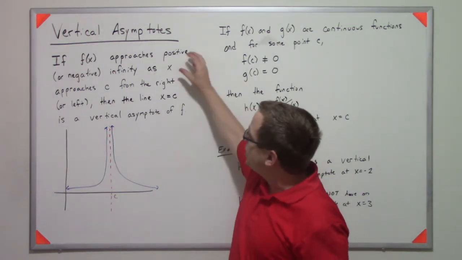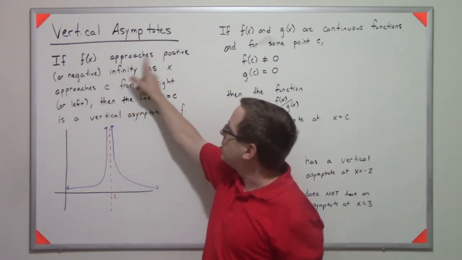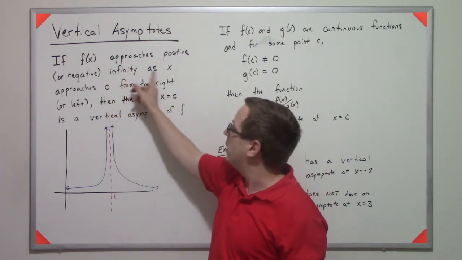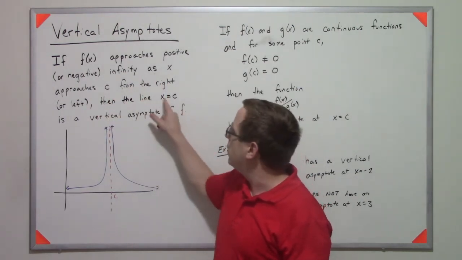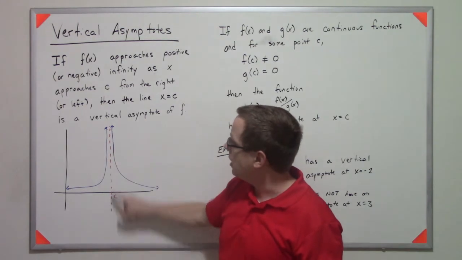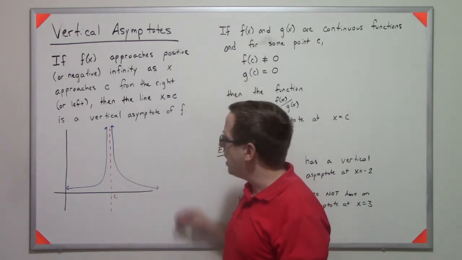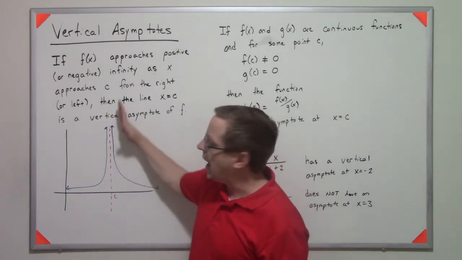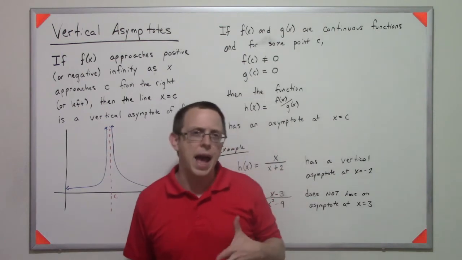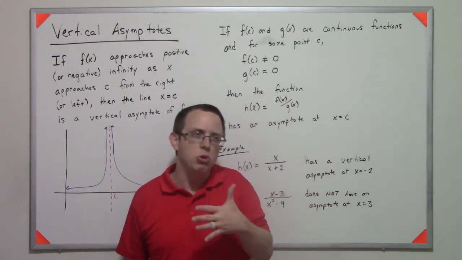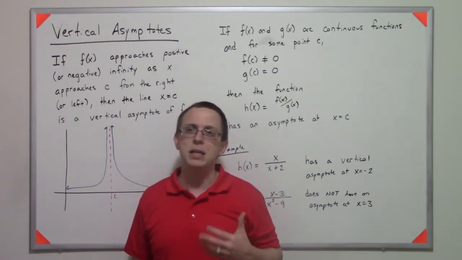The more formal way to state this is, if f of x approaches positive or negative infinity as x approaches c from the right or from the left, it doesn't matter, then this line, x equals c, is considered to be a vertical asymptote. Now, you could have a case where it has an asymptote on one side and doesn't on the other, but generally speaking, you're not going to have that situation. That would usually be some sort of piecewise defined function. It can happen, but it's not super common.